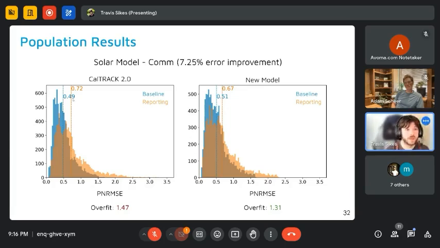Other than that, again, mostly the same takeaways. We're less overfit, and our reporting period is further to the left and more reflective of the baseline than before. So this is, I guess, phase one of our population results. Are there any questions?